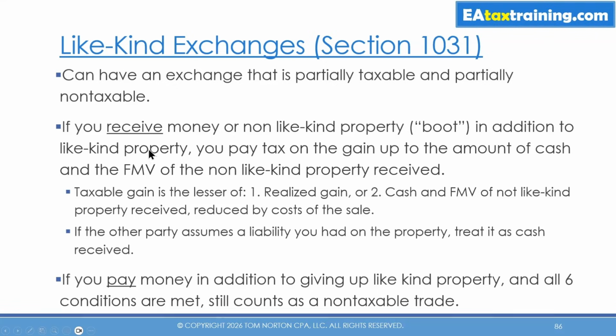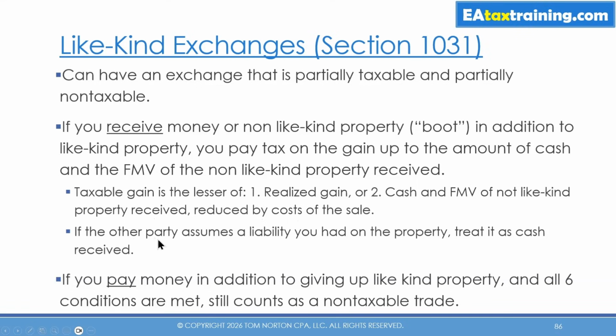If you receive money or non-like-kind property, we call that boot. So money or non-like-kind property that you receive in addition to the real estate is called boot. If you receive that in addition to the real estate, you pay tax on the gain up to the amount of boot received. The taxable gain is the lesser of the actual gain, the realized gain, or the cash and fair market value of not like-kind property received, reduced by costs of the sale. So it's the lesser of your actual gain or your boot reduced by the costs of the sale.